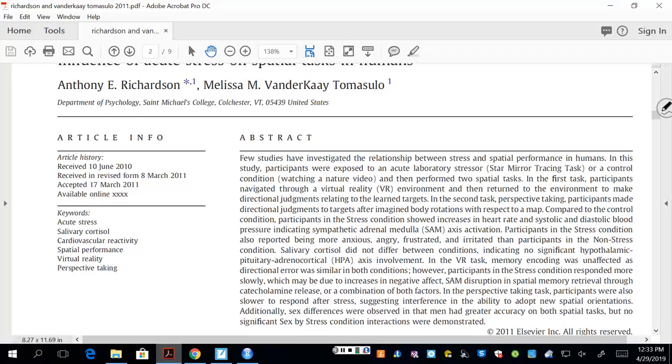And then they performed 2 spatial tasks. In the first task, they have to navigate through a virtual reality environment, and then they make some other judgments. And the second one, a perspective-taking task. They have to make directional judgments, targets like how far and so on. So things that require judgment and thinking and are not just necessarily the quickest decisions.